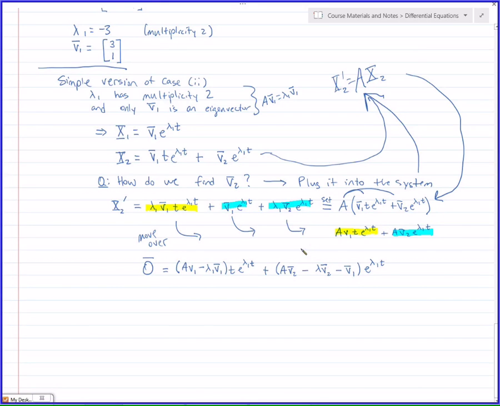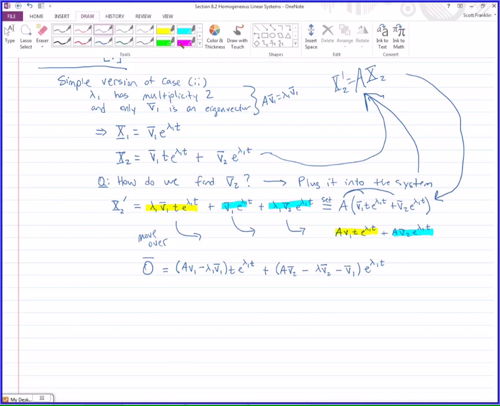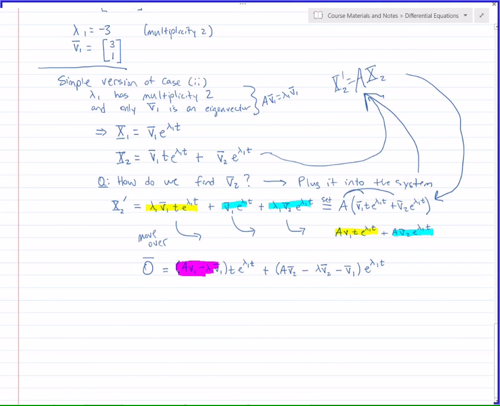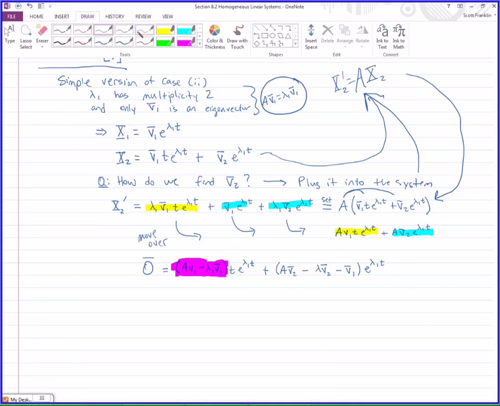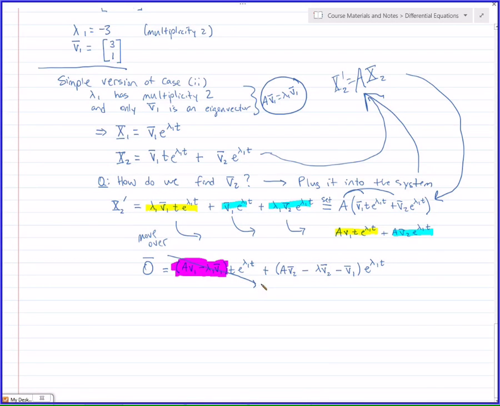You with me? Okay. Now, I want you to look at this thing right here. What do you notice about it? It's in the same form as the eigen equation. Lambda 1 and v1 satisfy this, right? So if Av1 equals lambda 1 v1, what does Av1 minus lambda 1 v1 equal? 0. This whole term right here is the 0 vector, right?